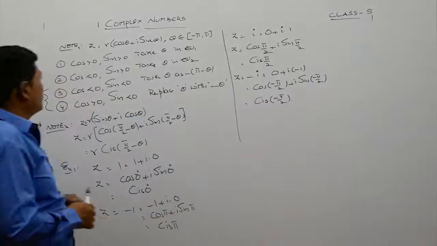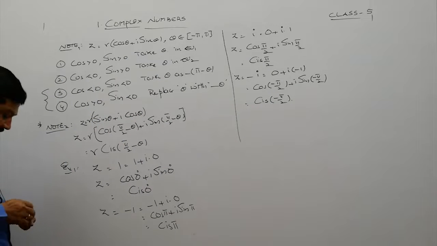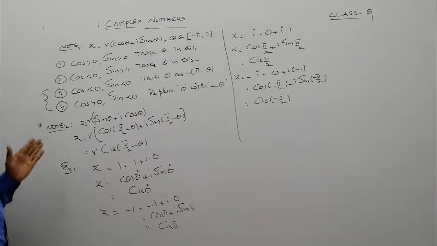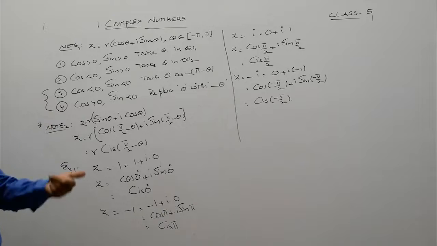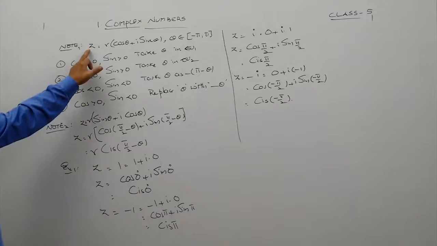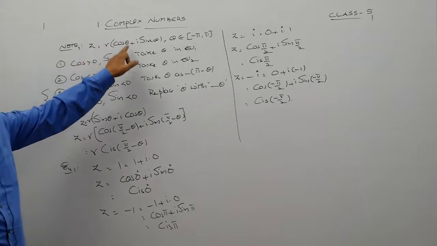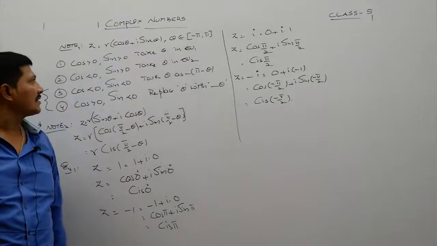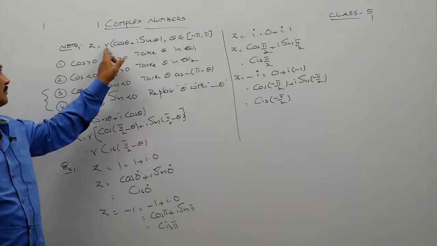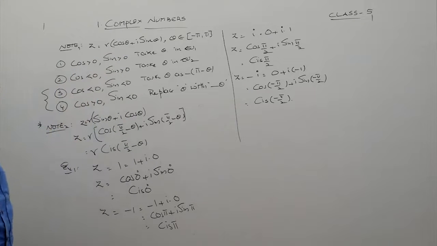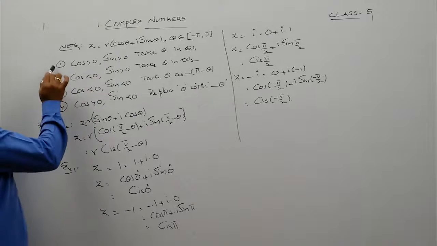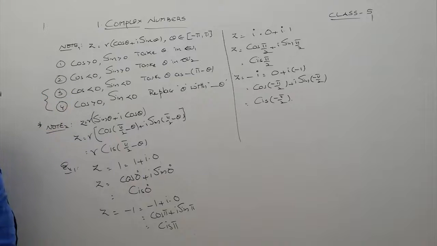So dear students, these are the highlights of this class, and most importantly how to convert a given complex number into mod amplitude form or polar form. And you must remember this one, z is equal to r into cos theta plus i sin theta, where r is nothing but mod z, that is equal to root x square plus y square. And these are the 4 important points the students must notice.